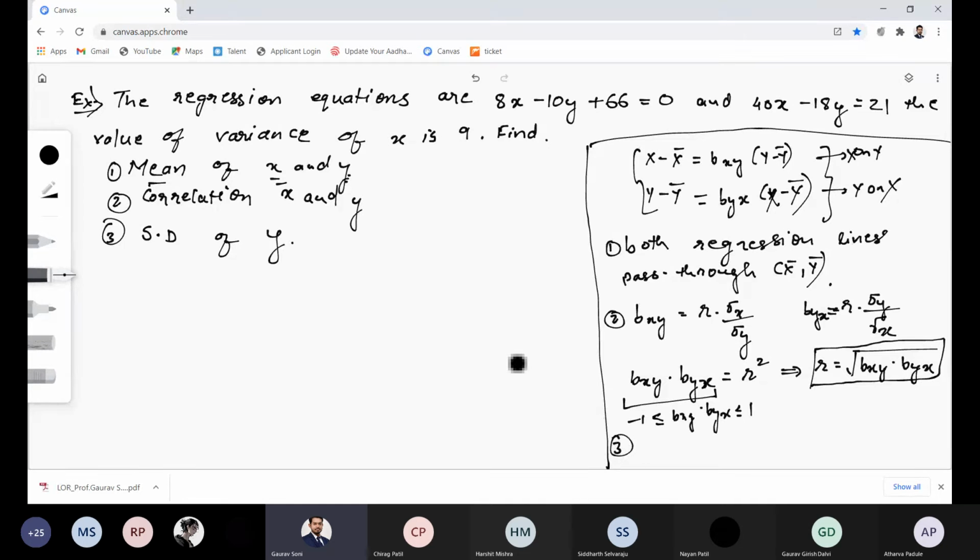And the third formula that we need is for standard deviation of y. So once we get this, we can use it. Sigma x is given to us. Fine. Let's come to the example. First one.